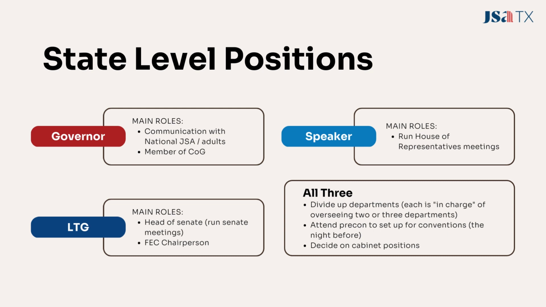and are communicating with each other. So that's what Caitlin / the governor does. Then for the lieutenant governor, they're the head of the Senate, which means that they organize and run all of the Senate meetings. And they're also the FEC chairperson.